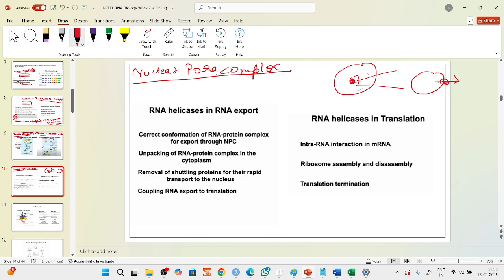Now these transporter proteins are bound to the RNA. They should be detached from the RNA immediately and very quickly so that they can go for another round of export by binding to another RNA. That means the detachment of the RNA from the protein has to be real quick and efficient and correct also, so that this motor protein can again go inside the nucleus, bind with another RNA molecule and help in its transport to the cytoplasm. Okay, so this unpacking of the RNA protein complex is done with the help of RNA helicase. So these RNA helicases help in the removal of these shuttling proteins for their rapid transport to the nucleus. Therefore these RNA helicases are important here.